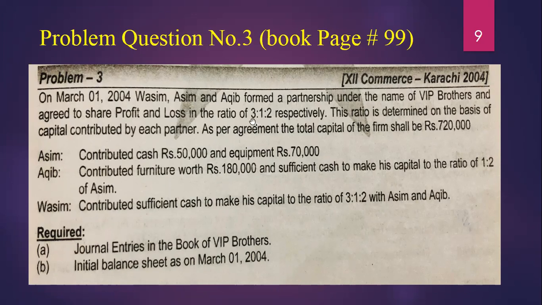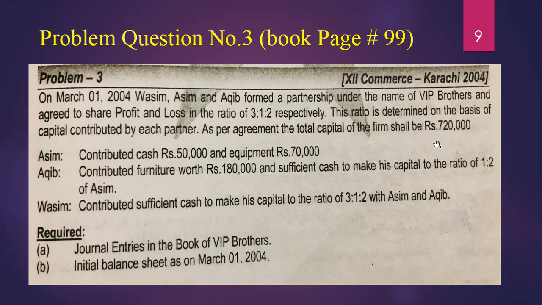3:1:2. Three will be the ratio for Wasim, 1 for Asim, and 2 for Akif. This ratio is determined on the basis of the capital contributed by each partner. It means that by applying these ratios, you will find the individual investment of each partner. As per the agreement, the total capital of the firm is 720,000.